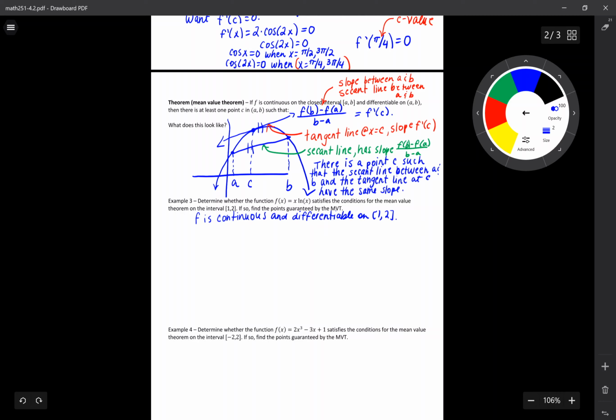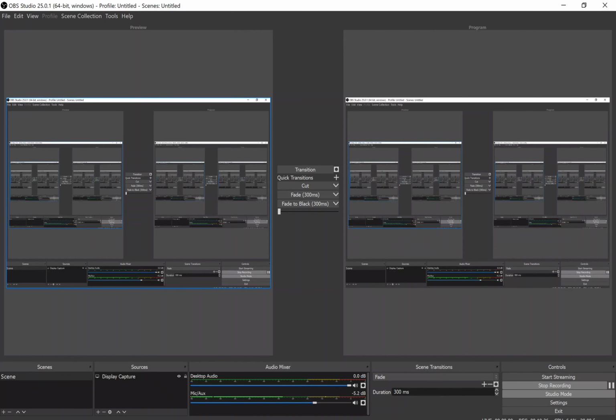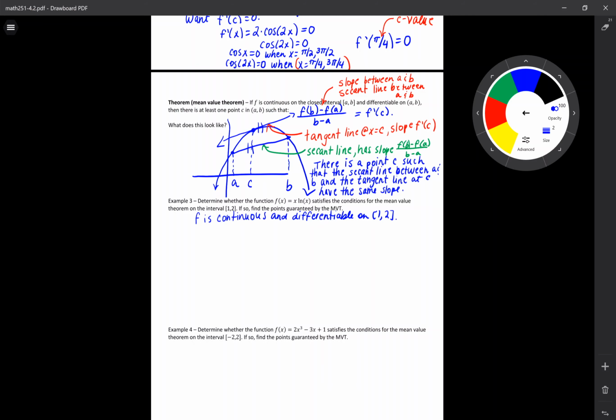This function is not continuous and differentiable everywhere, but it is on this interval. So I want to find a point C such that, our interval is 1 to 2, f of 2 minus f of 1 over 2 minus 1 is equal to f prime of C. That is what the mean value theorem states.